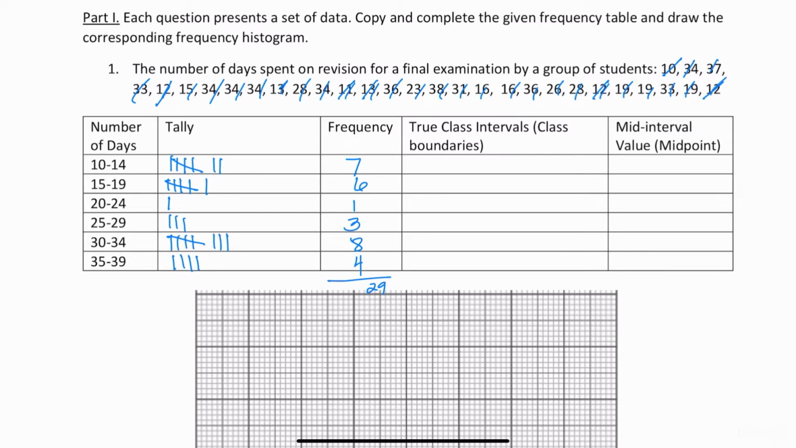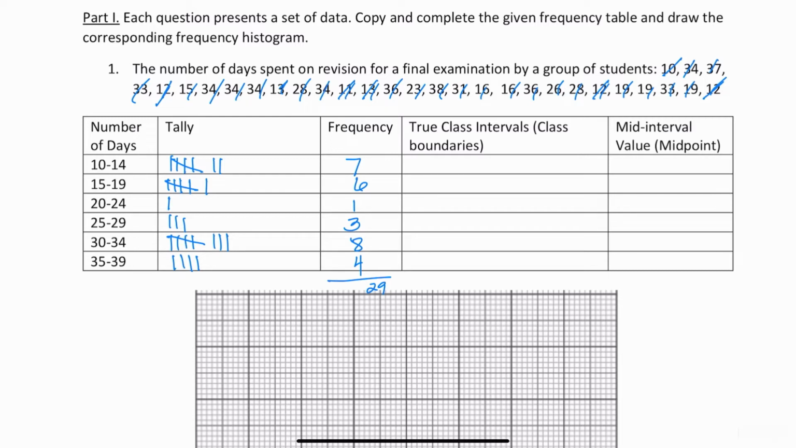Now to create our true class intervals. Why do we need true class intervals? If there is a gap between these numbers in your intervals, like notice how they jump from 14 to 15, 19 to 20, 24 to 25, there is a gap. So when I go to create a histogram, my first bar is going to go from 10 to 14, but then the other one is going to jump 15 to 19, let's say. And we want no gaps in between the bars in order to create a histogram. So because of that, we are going to create what's called a true class interval.